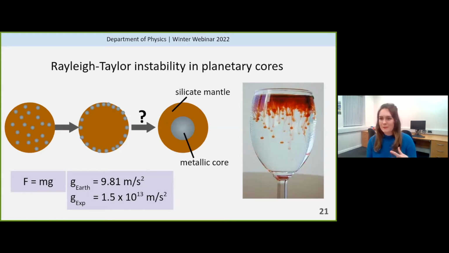So again, that's one with 13 zeros after it. And in comparison, the gravity that you and I are experiencing right now is of the order of about 10 meters per second squared. So we're getting something ridiculously higher that we've been able to create in a lab to try and replicate how a planet behaves, but within a laboratory. And from this, we're able to measure exactly how fast this Rayleigh-Taylor instability grows, how quickly our core material gets dragged through, and how much of a part that has to play in terms of planetary core evolution.